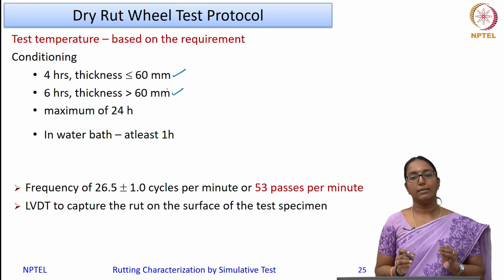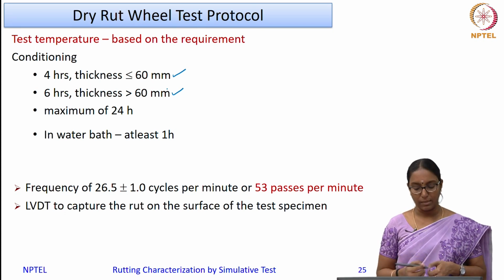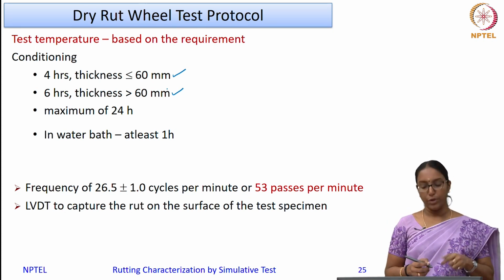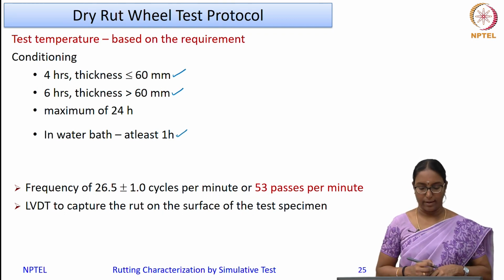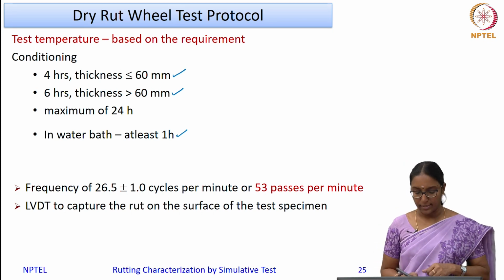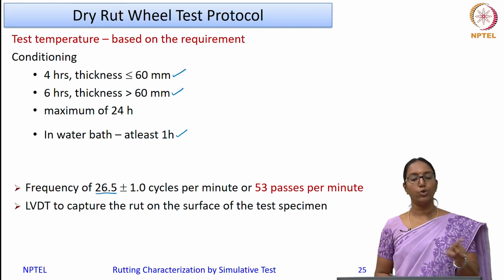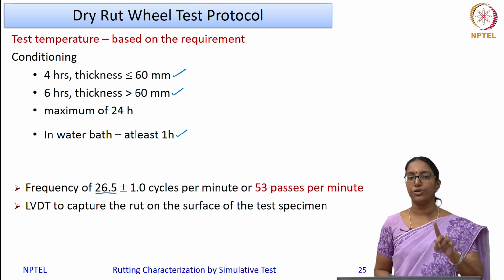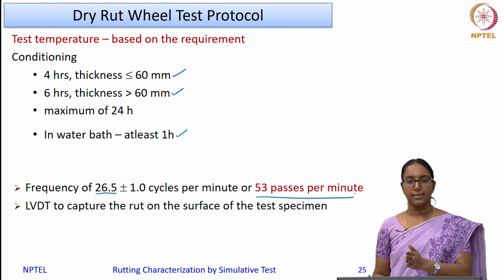The maximum time period for conditioning of the specimen is 24 hours, and if you are doing the test in a water bath, it has to be conditioned for at least 1 hour. Okay, and as I said, the frequency of testing in a small size device is 26.5 cycles per minute, and one to and fro motion constitutes one cycle. So you can say it is actually 53 passes per minute.